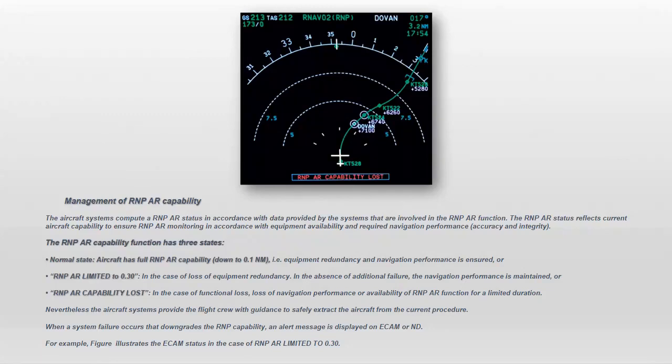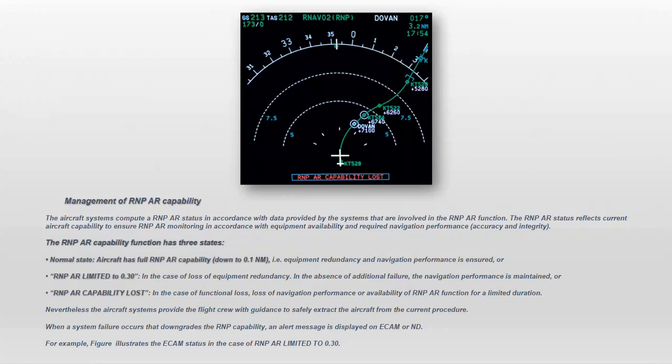Management of RNP-AR capability. The aircraft systems compute RNP-AR status in accordance with data provided by the systems that are involved in the RNP-AR function. The RNP-AR status reflects current aircraft capability to ensure RNP-AR monitoring in accordance with equipment availability and required navigation performance, accuracy and integrity. The RNP-AR capability function has three states. Normal state, aircraft has full RNP-AR capability, down to 0.1 nautical miles.